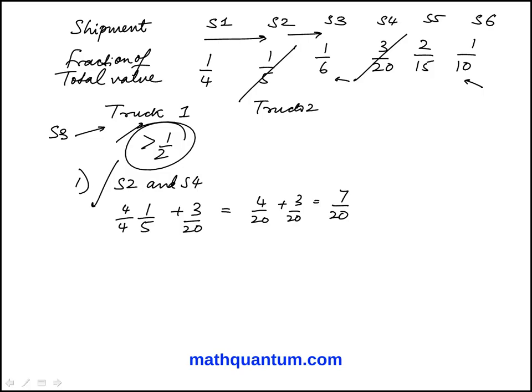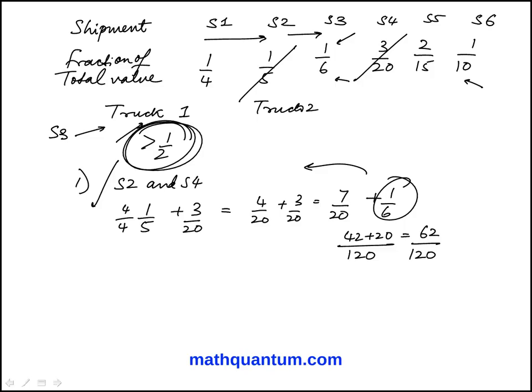So I need to ensure, we need to know whether S3 was shipped or not. So if I add 1/6 to that, and I add this 42 plus 20, I think these numbers might be intentionally not nice, 62 over 120. If S3 was shipped, if I assume that it was shipped on truck 1, then I do satisfy the condition that's given in the main stem, that greater than half the value was shipped.